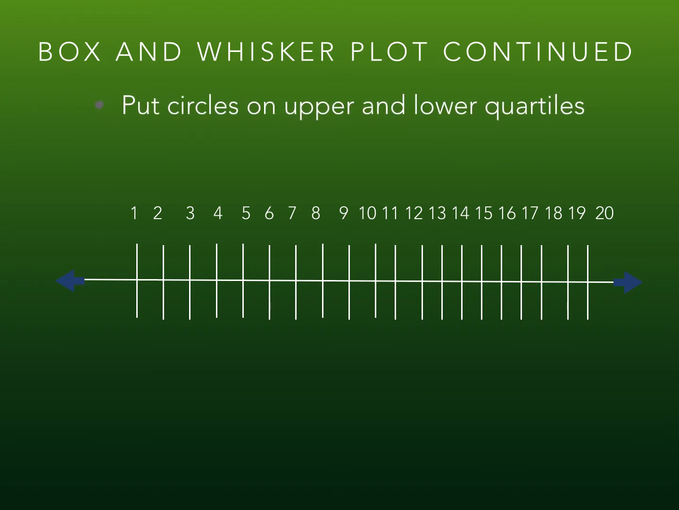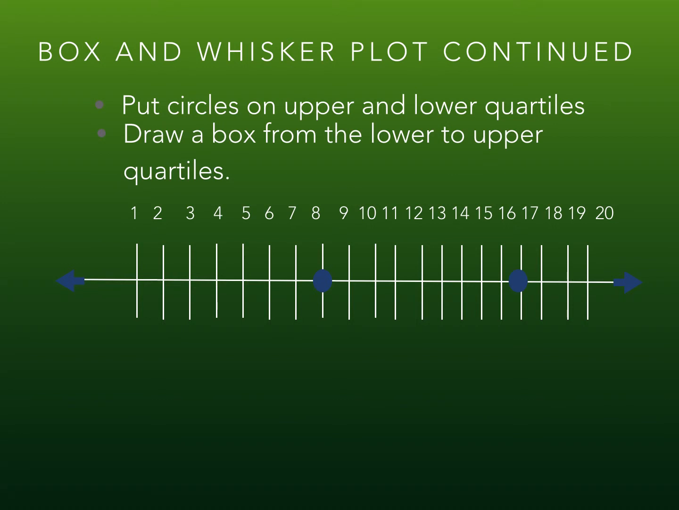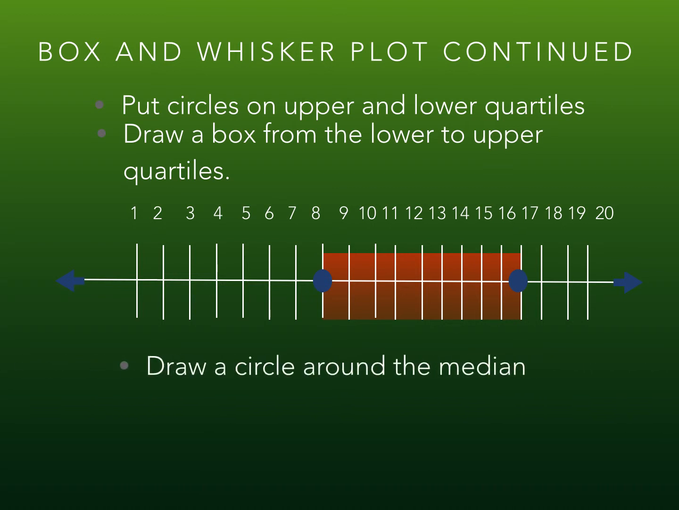First step is you're going to put circles on the upper and lower quartiles, which we just learned what those were. So they are 17 and 8. Next, we're going to draw a box from the lower to upper quartiles, which is going to look like this. And that's the box part of your box and whisker plot completed there. Next, you're going to draw a circle around the median to mark that.